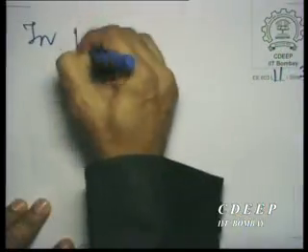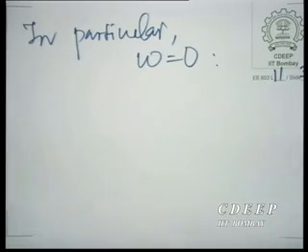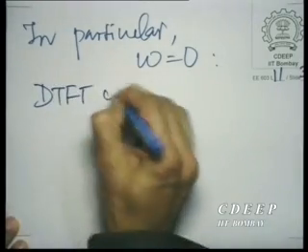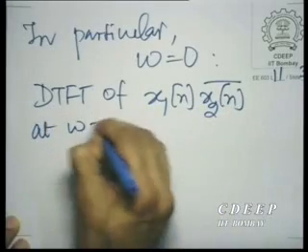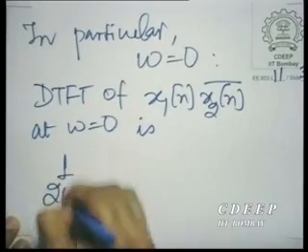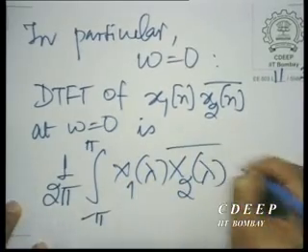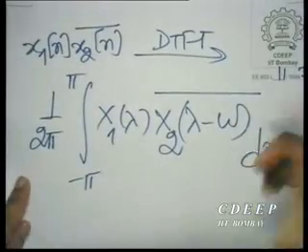Now, in particular, look at the consequence of this for omega equal to 0. It says that the DTFT of x1[n] x2 complex conjugate [n] evaluated at omega equal to 0 is 1/2π integral from −π to π X1(λ) X2(λ) complex conjugate dλ. Isn't that true? Because in this expression all you are doing is putting omega equal to 0.